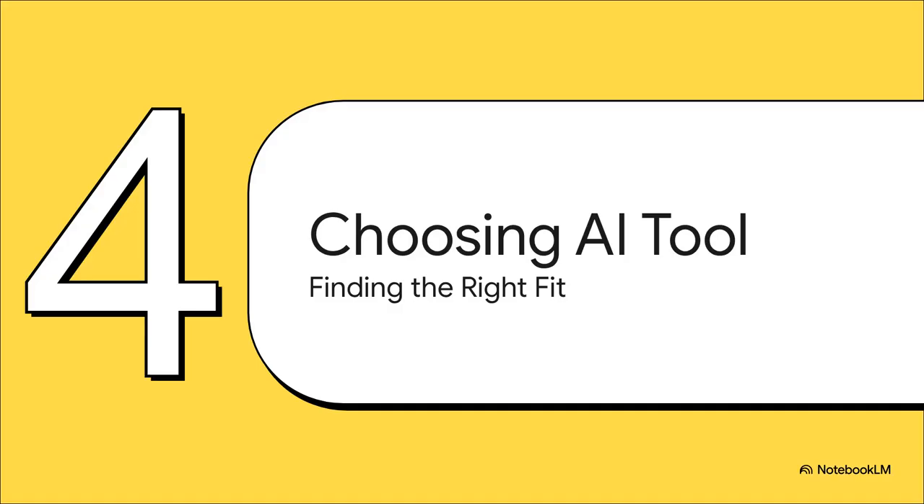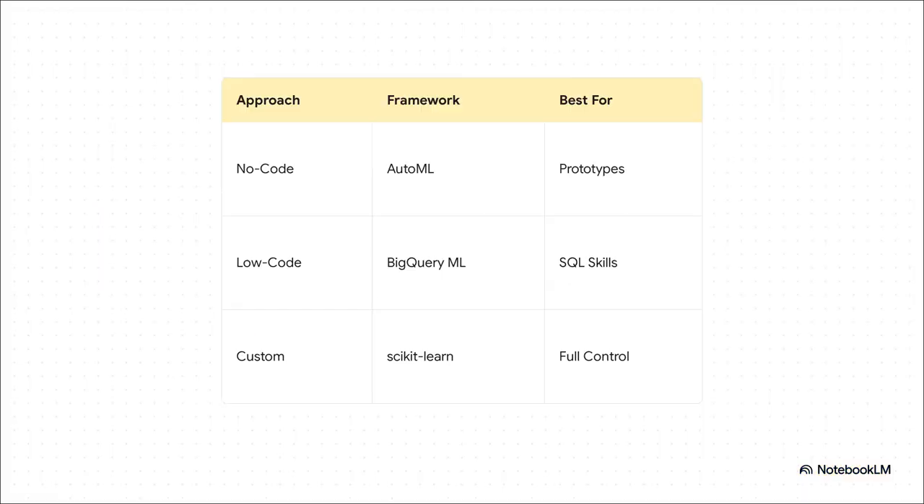Once that data is spotless, you are ready for section 4, choosing your AI tool, finding the right fit. You need to select the right framework to build the model, and that's based on your team's technical comfort and your project's timeline. So choose your path using this simple rubric.